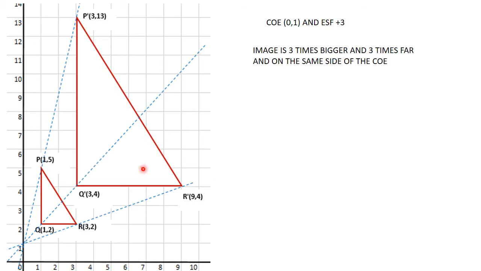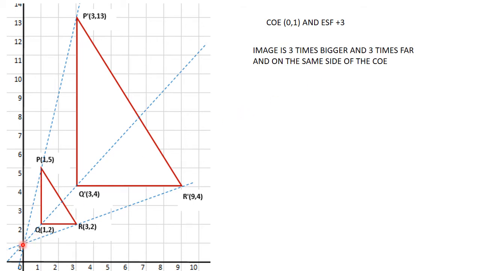What do we see? We have this image P prime, Q prime, R prime. This triangle is an image of this one here under a transformation of center of enlargement being (0, 1) and enlargement scale factor being positive 3. Now the image is 3 times bigger and also 3 times far and on the same side of the center of enlargement as the object.